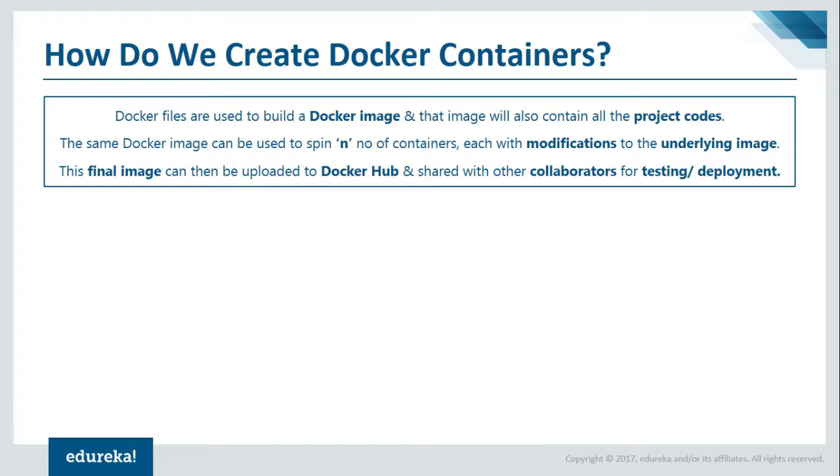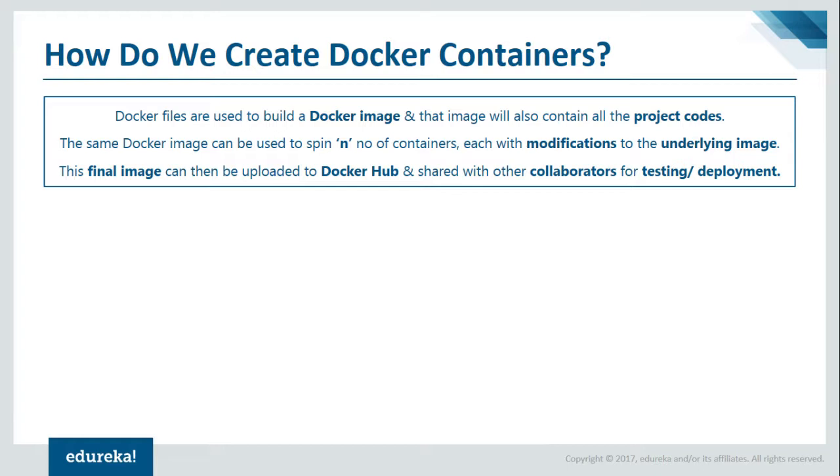We can do that by using Docker files. So these Docker files are used to create those containers by building a Docker image, right? And this Docker image, along with these instructions to create the Docker container, will also have all the project codes. So the same Docker image can be used to spin n number of containers, and each of these containers can have slight modifications based on the underlying image.